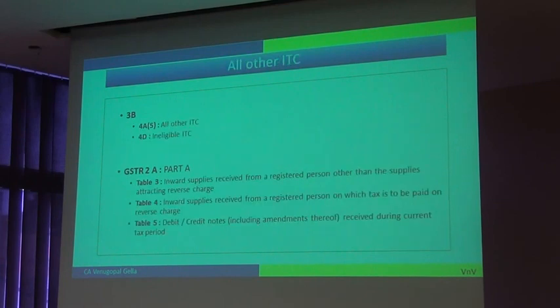And a very important item, which is all other credits. This is a favorite entry for all those people who record the credits. All the credits are recorded under 4A5. So every credit in your 2A should be either an eligible credit or an ineligible credit. Whether or not it is eligible, it is appearing in your 2A. Just because it is in 2A, it doesn't become an eligible credit. This eligible credit should match with your 4A5 and 4D, subject to amendments, debit notes, credit notes, and all those adjustments.